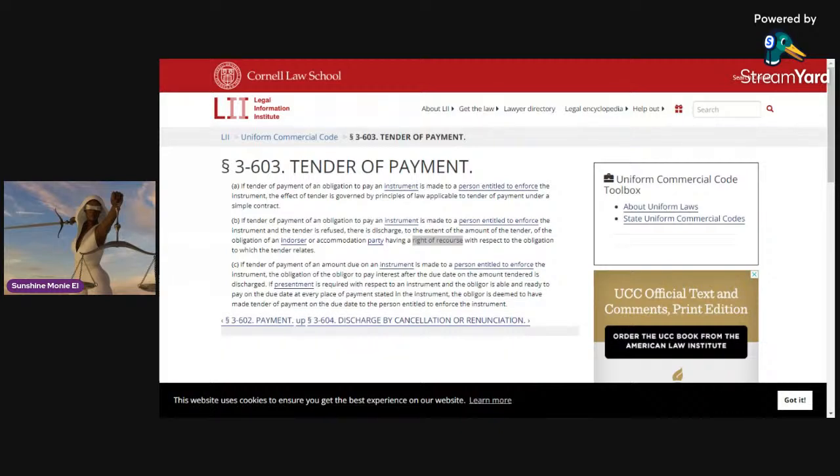It's an attempt to remedy. I'm attempting to remedy, to satisfy. Okay. So the obligation of an endorser. The endorser means the person who makes an endorsement. What's an endorsement? I know what an endorsement is when you sign it.